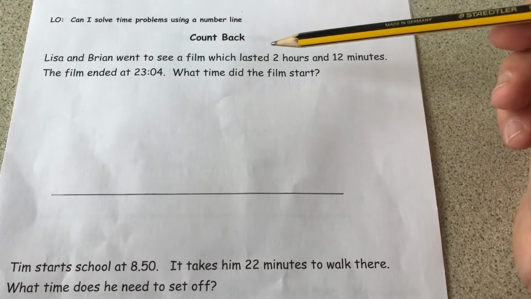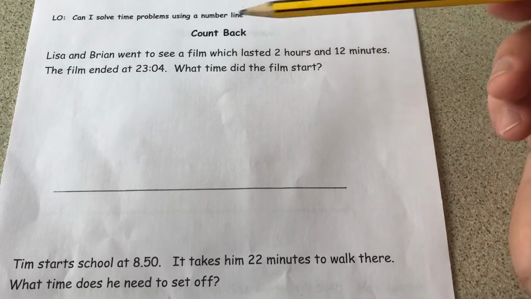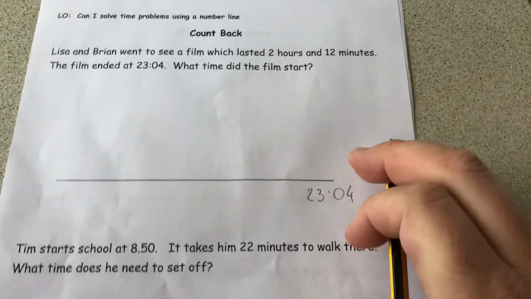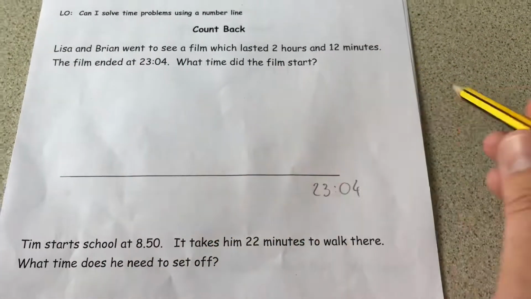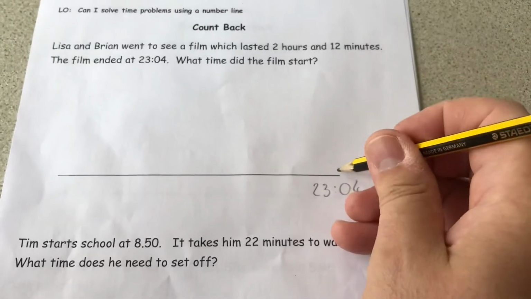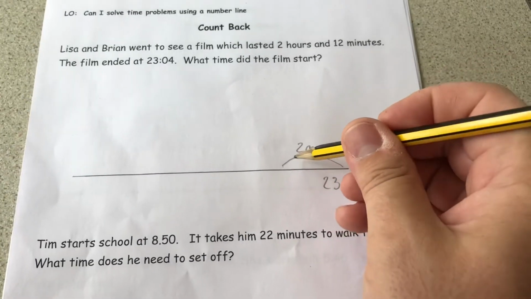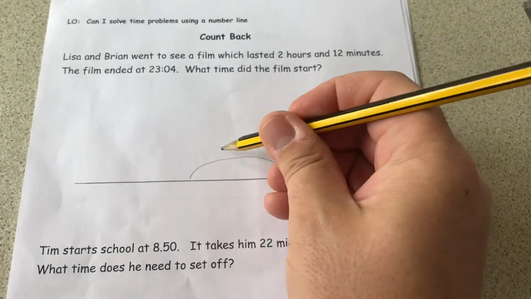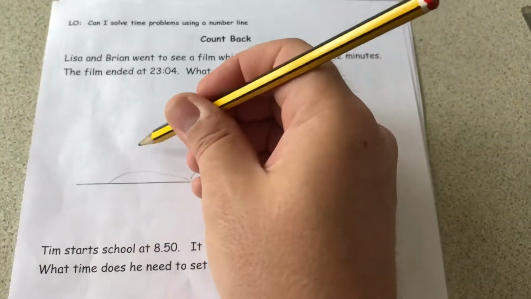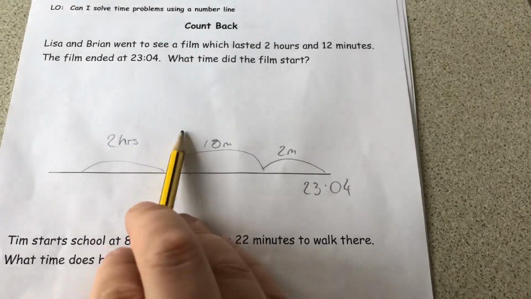So Lisa and Brian went to see a film which lasted 2 hours and 12 minutes. The film ended at 23:04. What time did it start? So I'm just following the same pattern, I'm just counting back. So I've got to count back 2 hours and 12 minutes. I think I might count back the 2 hours first, and then I'll count back the 10 minutes. So that's my jumps, 2 hours and 12 minutes.